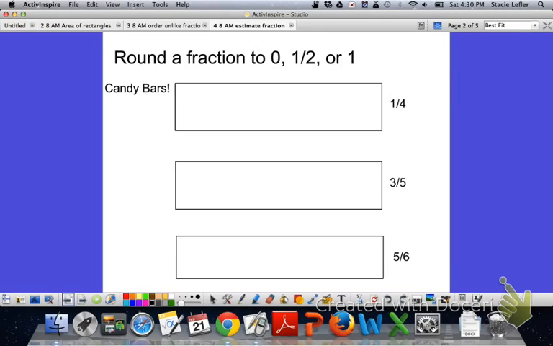Using estimation is a very useful skill to have. You can use it to check to see if your answer even makes sense, if it's reasonable or not. Here we're going to round fractions to a benchmark, they call it, of 0, half, or 1.